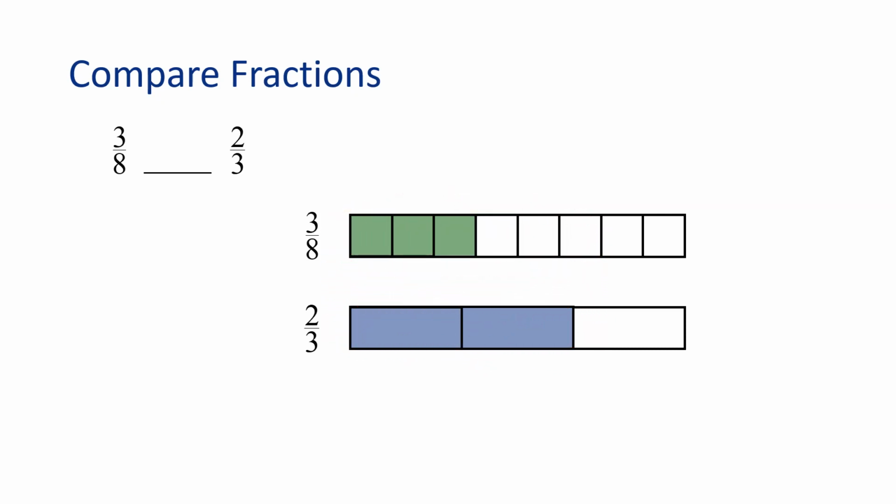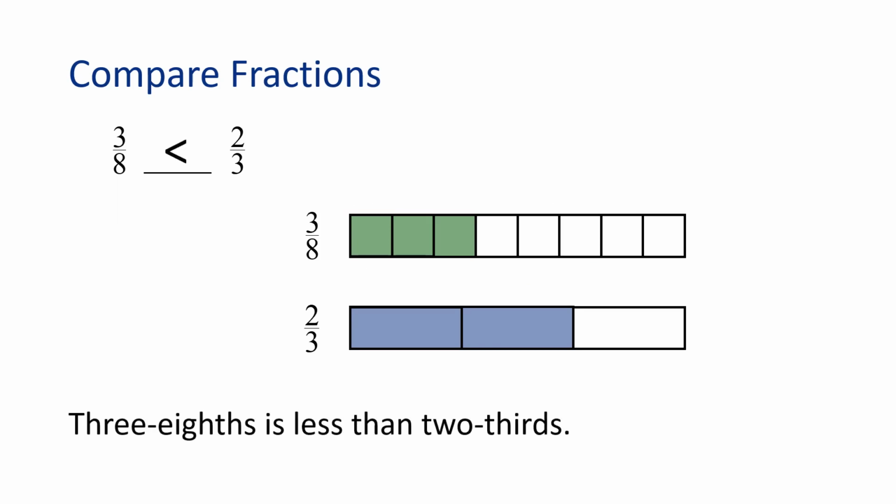This means that 2/3 is greater than 3/8, or 3/8 is less than 2/3. So we put a less than symbol in the blank. Just in case you forget which direction the symbol faces, always have the open part towards the larger number. In this case, the symbol opens towards 2/3, since we know 2/3 is greater than 3/8.